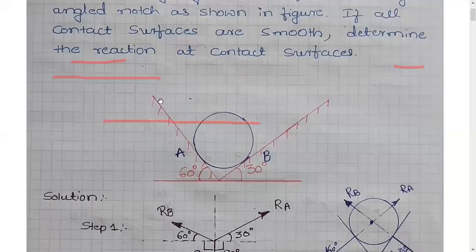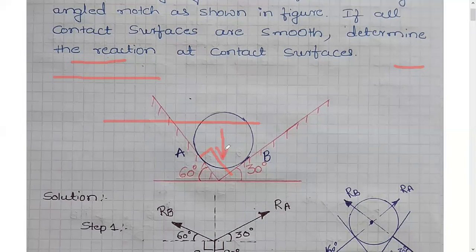What does this problem say? You see here, they have given two planes, that is the notch, the opening of the notch, which is at an angle of 90 degrees, a right angle to each other. A sphere has been fitted here, which has a weight of 100 Newton.